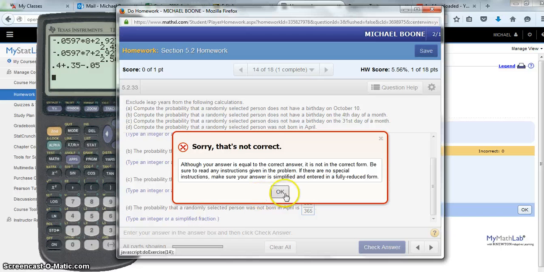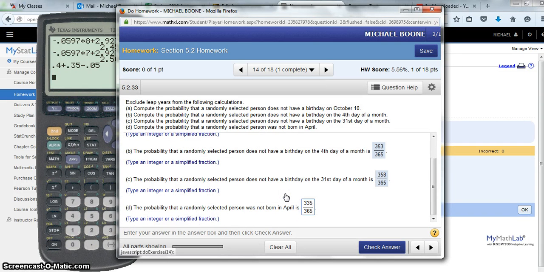30 days have September, April, June, and November. Was not born in April. 365 minus 30 is 335.